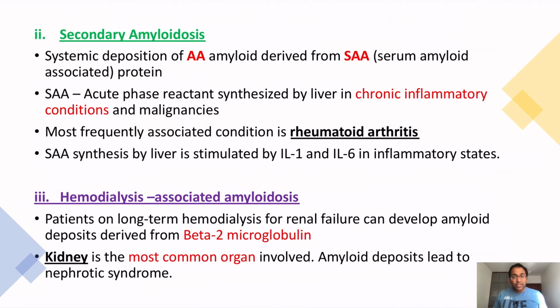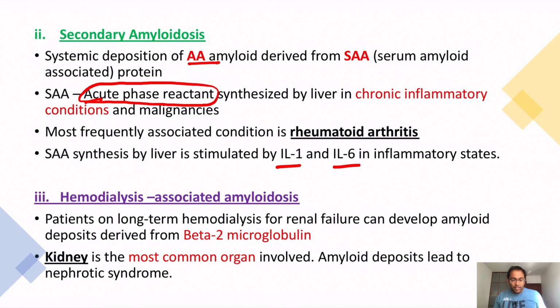Now let's talk about secondary amyloidosis. Here we have systemic deposition of AA type amyloid derived from SAA, the serum amyloid associated protein. This is an acute phase reactant, very high yield to know, that is synthesized by the liver in which conditions? Chronic inflammatory conditions, and also in certain malignancies. The most frequently associated condition here is rheumatoid arthritis. SAA is synthesized by the liver, stimulated by cytokines secreted by the macrophages, which are interleukin 1 and interleukin 6.